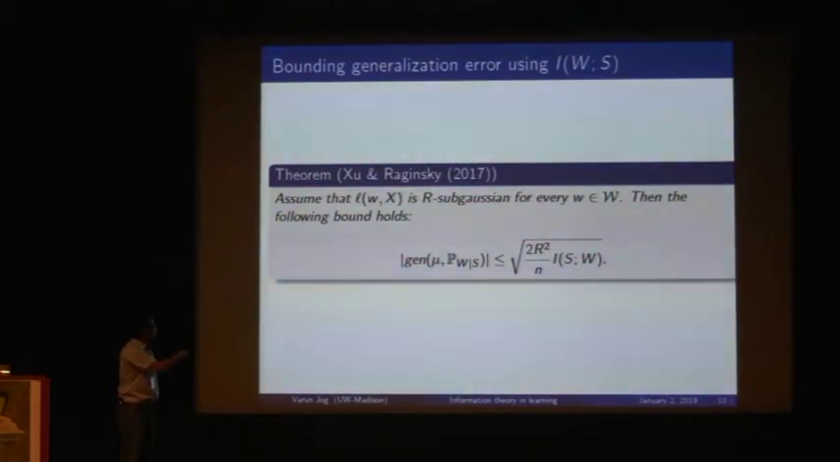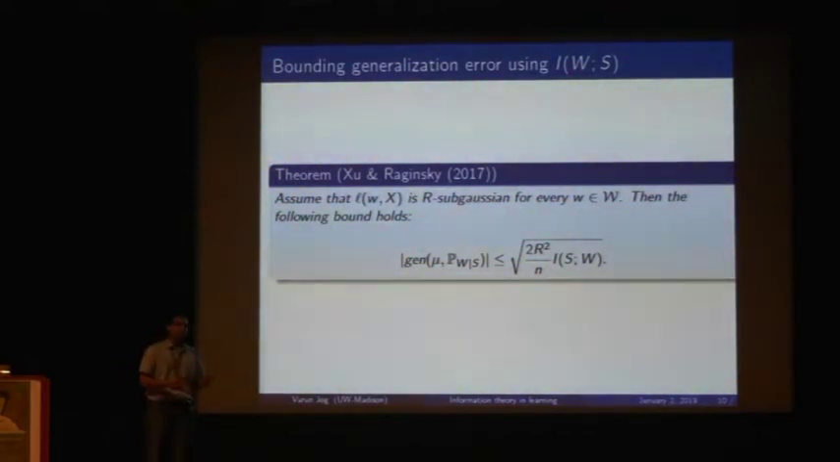And under the assumption that L(w, x) is sub-Gaussian for every single choice of w, the result is that you can bound generalization error by the term on the right, which is the square root of mutual information divided by n. I just want to point out two things. So mutual information, as I said, is some way of quantifying how much information there is between S and W. So this is how much information the data set S contains about the output W, or how much information W contains about S.